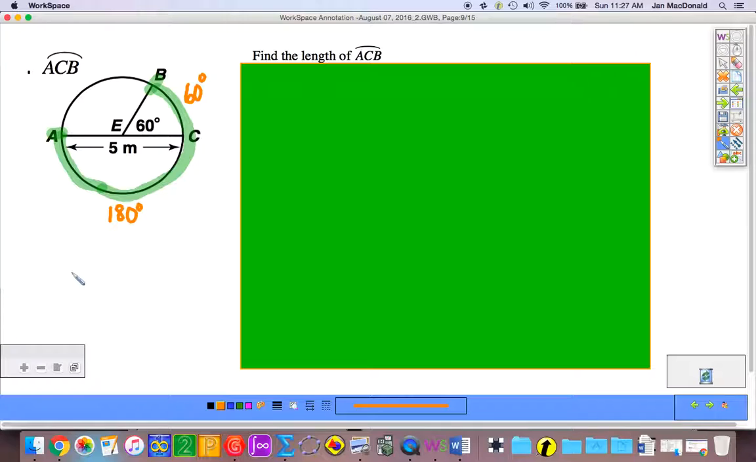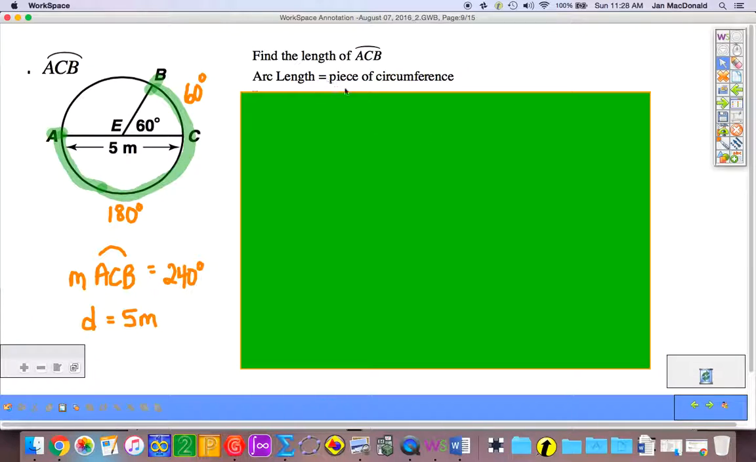So let's see, we have the measure of my arc. Let's write down what we know here. The measure of my arc, this should be a B, not a D, is 240 degrees. We also know that the diameter here, the distance across the circle, is 5 meters. So let's plug into our formula.